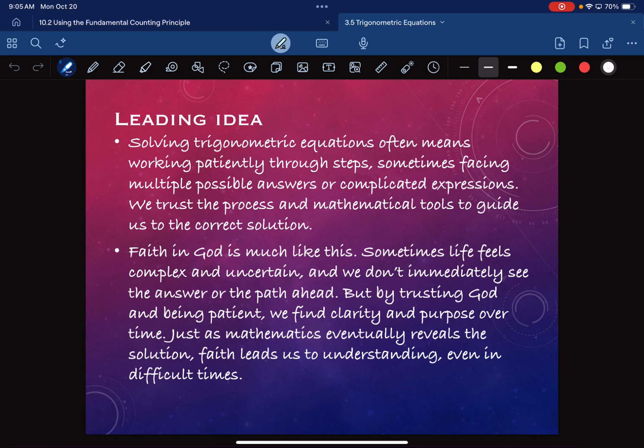Faith in God is much like this. Sometimes life feels complex and uncertain, and we don't immediately see the answer or the path ahead. But by trusting God and being patient, we find clarity and purpose over time. Just as mathematics eventually reveals the solution, faith leads us to understanding, even in difficult times.